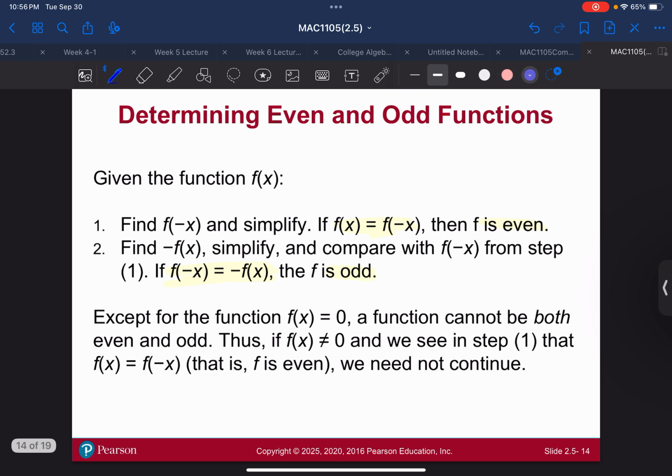So just remember that if you get a problem where it's asking you to determine whether a function is even, odd, or neither, you really just need to start with testing whether it's even, because a function cannot be both even and odd unless the function is f of x equals 0. So if we test that a function is even and it is even, then we don't need to test whether it's odd. It's just going to be even.